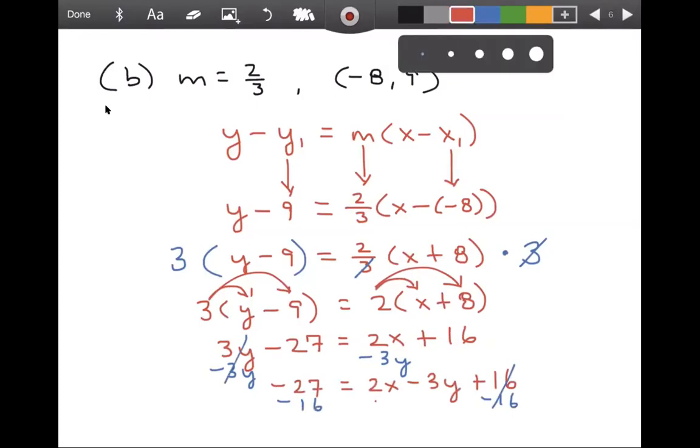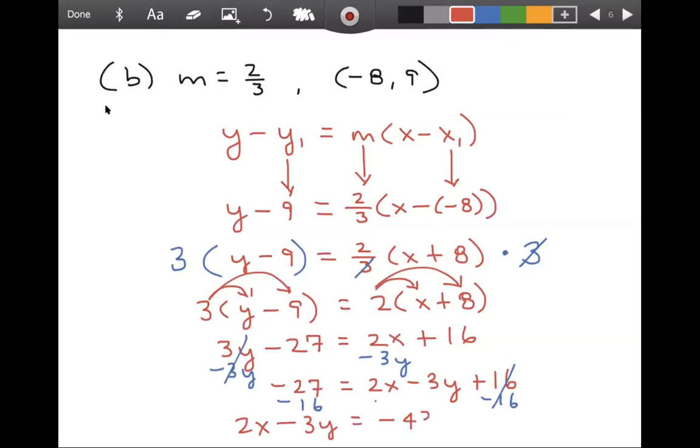I am going to put 2x minus 3y on the left side. And then on the right side, I'll put the negative 43. So please note that if you got the answer negative 2x plus 3y equals 43, that is also correct. Okay, it represents the same line.